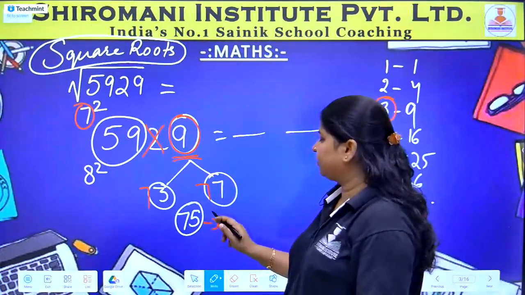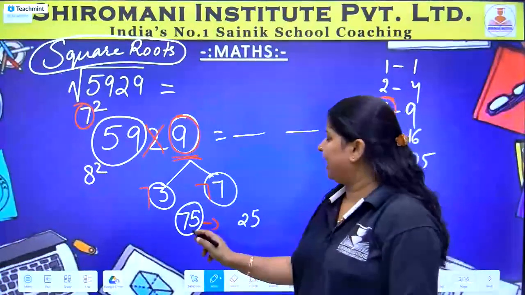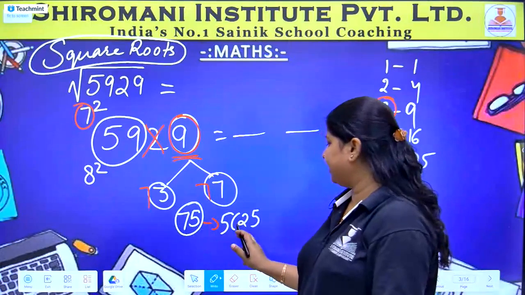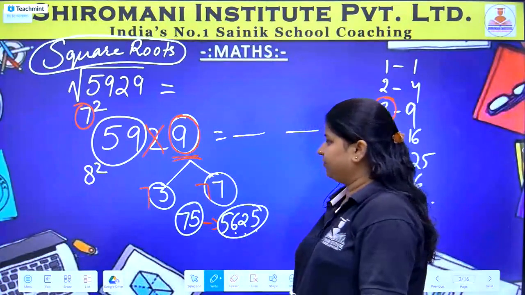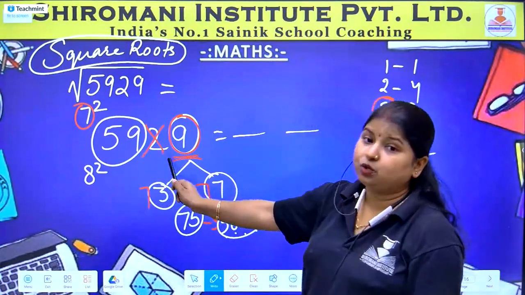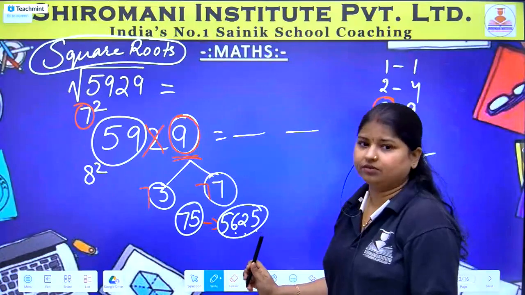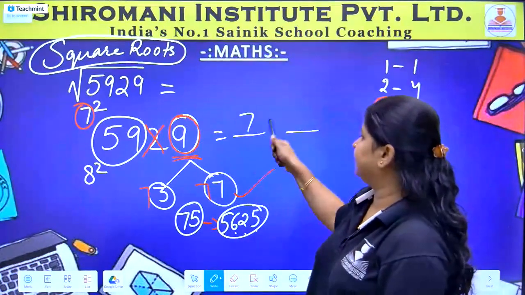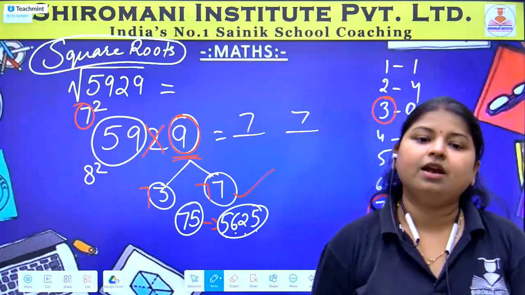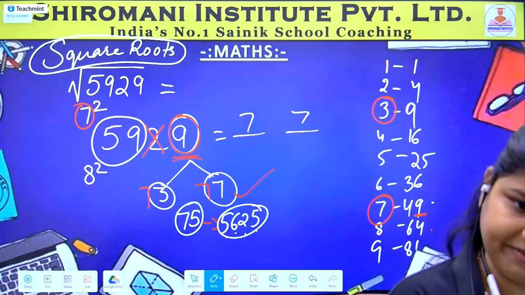What is the square of 75? 5 into 5, 25. And 7 into 8 is 56. So it's 5625. 5929 is greater than 5625, right? That means the greater number will be my answer, 77.